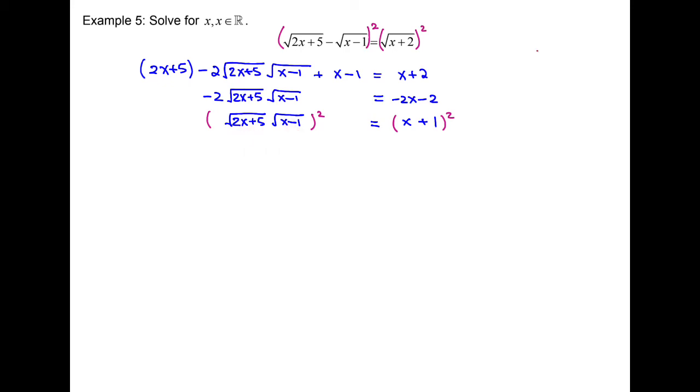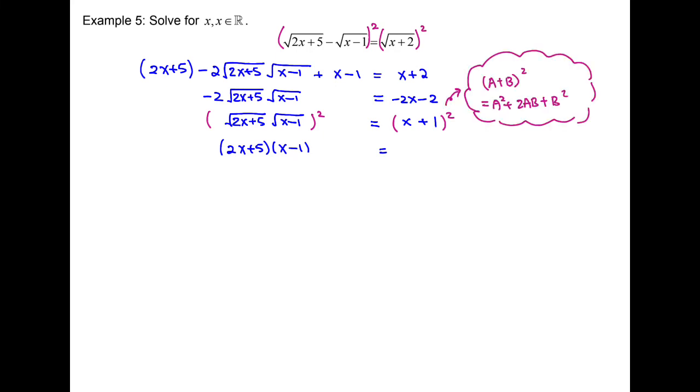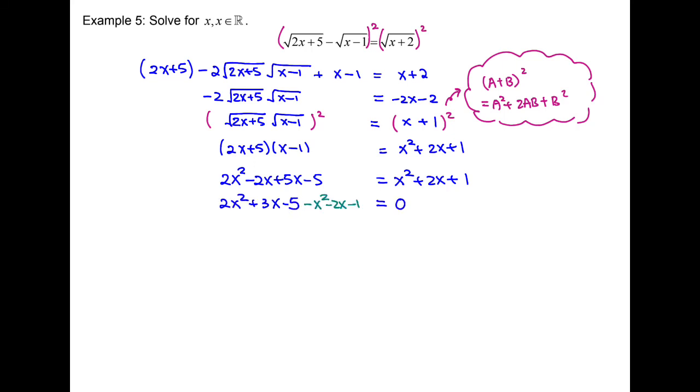On the left-hand side, we're going to get 2x plus 5 times x minus 1. On the right-hand side, that's a perfect square, so we can use the perfect square formula. We will get x squared plus 2x plus 1. Now, let's expand the left and collect the like terms and push everything to the left, because we are solving an equation, so we need to have a 0 on the right-hand side of the equal sign. Then we're going to have x squared plus x minus 6 equals 0.